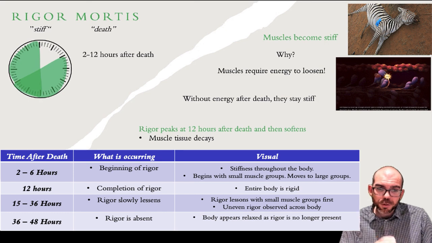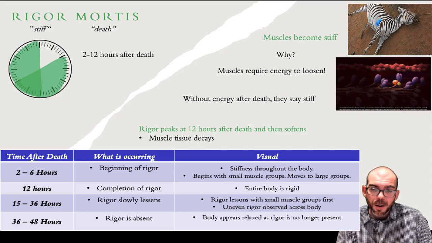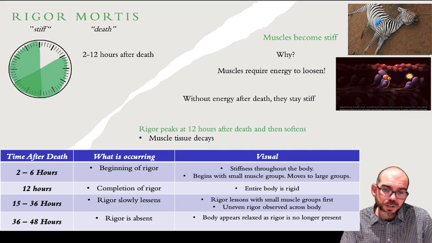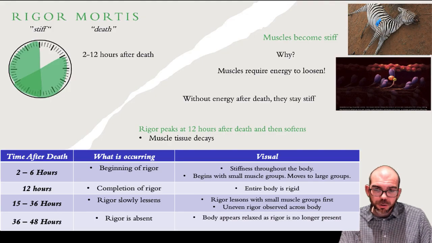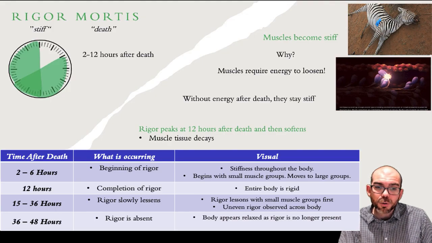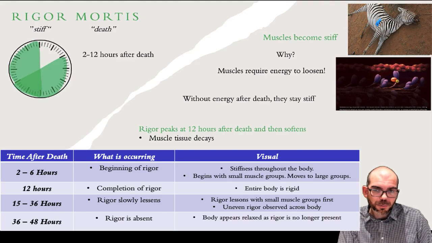Looking at this table, the first 2 to 6 hours after death is when rigor begins. Smaller muscle groups, such as the limbs, will start to tighten, but other larger muscle groups will stay relaxed. As we get closer to 12 hours, rigor is complete. All the muscles are now stiffened. And post 12 hours, we see the slow loss of rigor. Rigor becomes uneven and the muscles return to being relaxed.